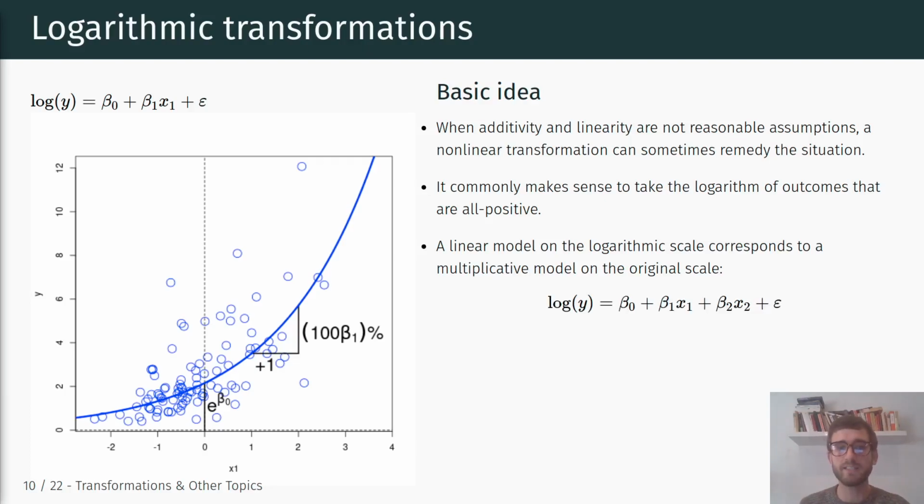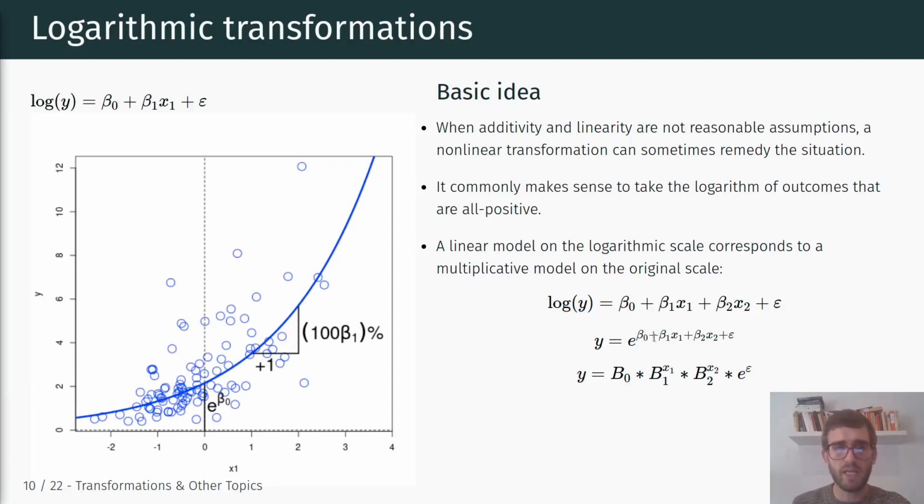To see why this is the case, we can just take a look at a basic logarithmic specification where the outcome measure is logged. If we take the exponent on both sides, of course, we're left with our outcome measure on the left-hand side, and on the right-hand side we have e to the power of our linear, or systematic, component plus the error term.